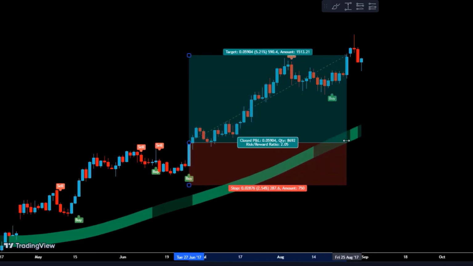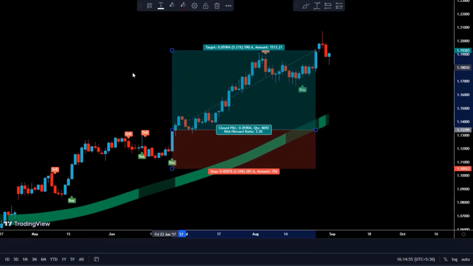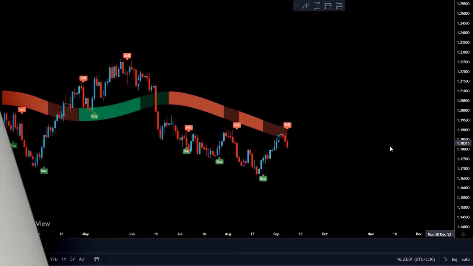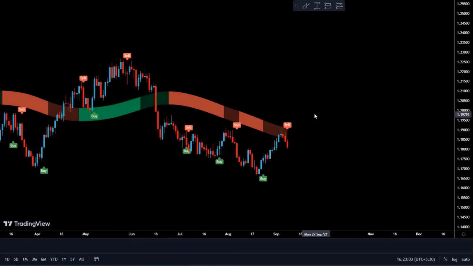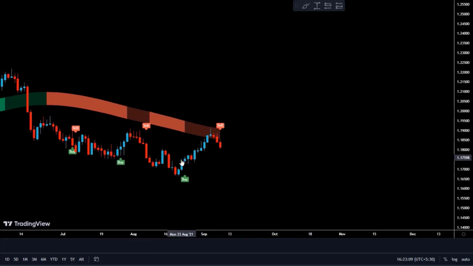For short trades, we're going to reverse all the conditions. So first, the market bias trend ribbon, this guy right here, should be colored red and the market should be trading below it. This indicates a bearish trend. Second, the market should pull back and touch the market bias trend ribbon without breaking and closing above the ribbon. If it breaks and closes above the ribbon like it did right here, we'll have to skip that setup.